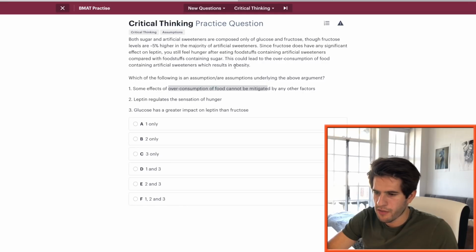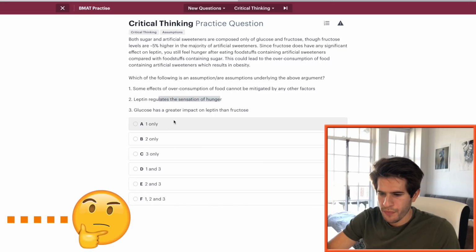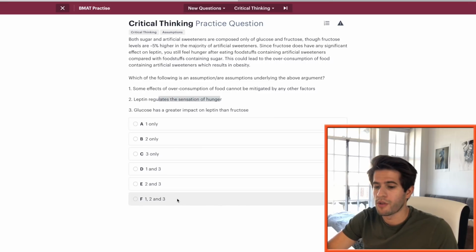Leptin regulates the sensation of hunger. This is another assumption. 1 and 2 are kind of tied close together. Glucose has a greater impact on leptin than fructose. It doesn't really talk about the glucose effectiveness, so I'm going to go with 1 and 2. 1 and 2 is not an option, so I'm going to go with 1, 2, and 3.